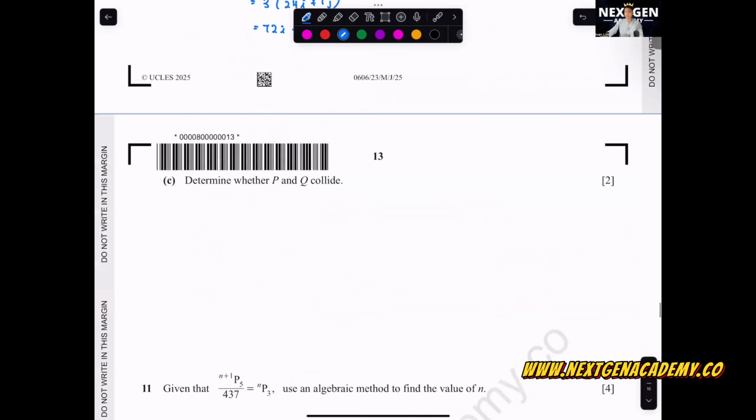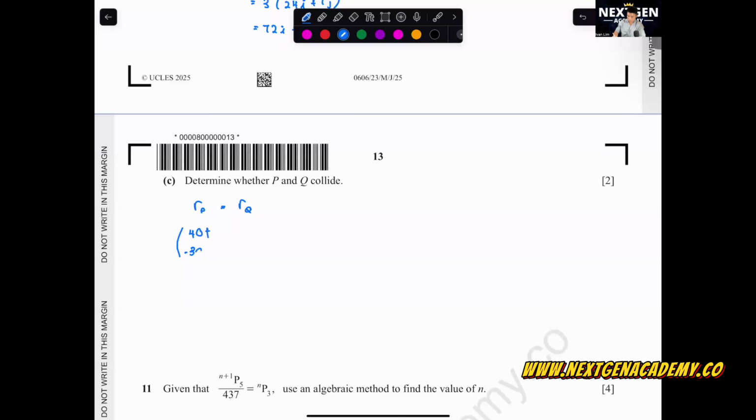Okay, how do we know whether it collides? We need to equate the position vectors with each other. Then we see whether there is a t value that is equal for both. If they collide, then normally they will ask you to find the time first, then you need to find the position where it collides. So now what we do here is put the position vector of P equals to the position vector of Q. I will put it in column vector because it's easier for us to see.